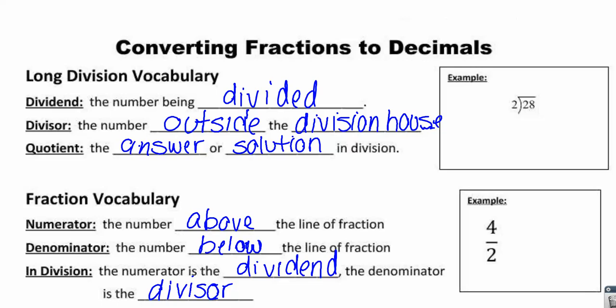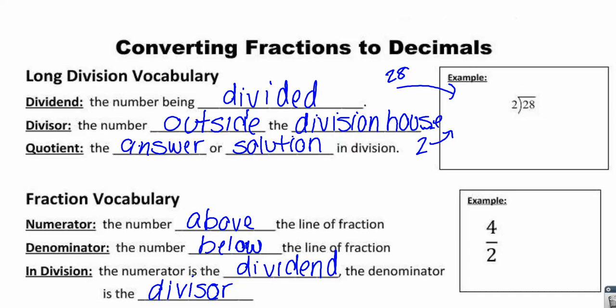So the dividend is the number that is actually being divided. In this example over here, the 28 is the dividend. And then the divisor, the number outside of the division house, the 2, is the divisor. The quotient is the answer. So let's see if we can find the quotient.